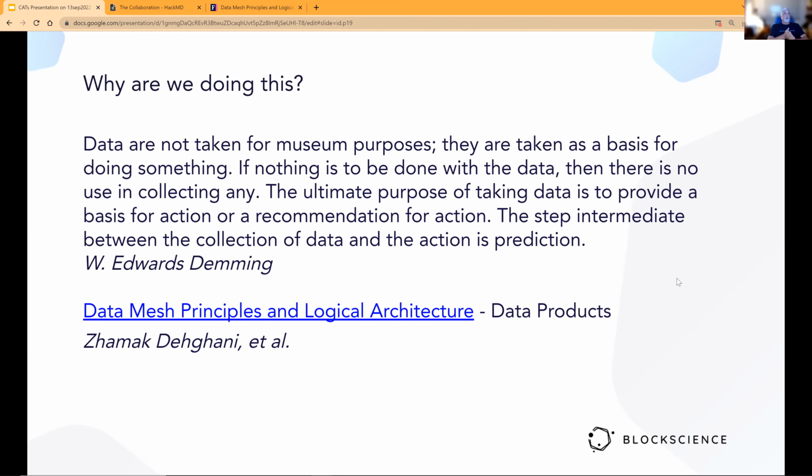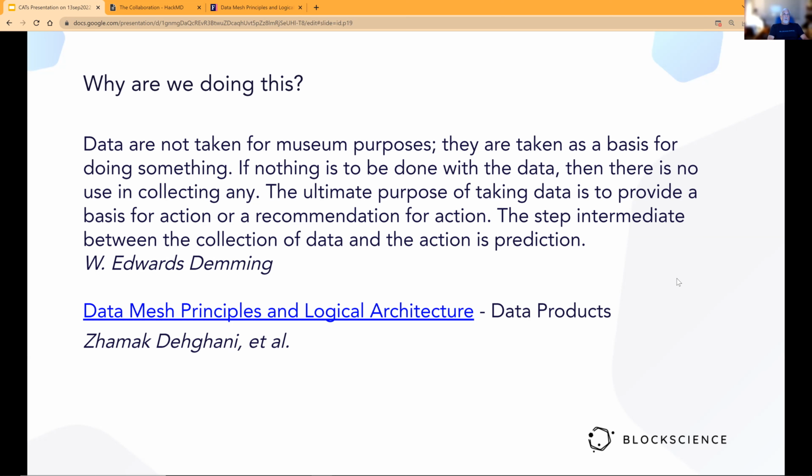So, I love quotes, so I'm always going to have a slide with quotes on it. Why are we doing this? There's a guy, one of the patrons of data-driven systems development, Edward Deming, who has a quote: "Data are not taken from museum pieces; they're taken as a basis for doing something. If nothing is to be done with the data, there's no use in collecting it. The ultimate purpose for taking data is to provide the basis for action, some recommendation for action. The step intermediate between collecting the data and the action is prediction."